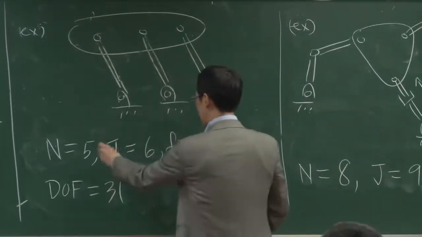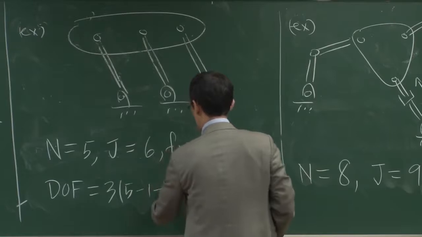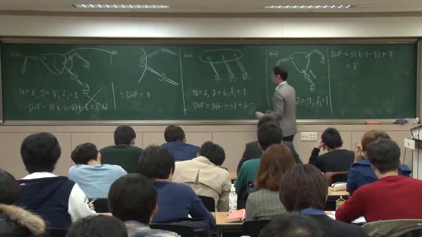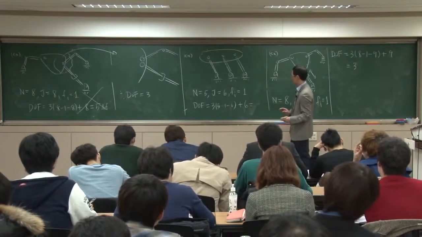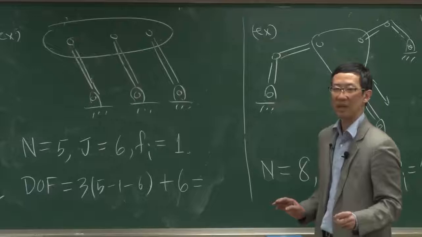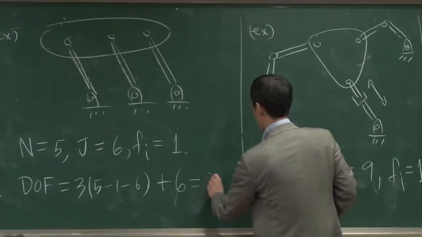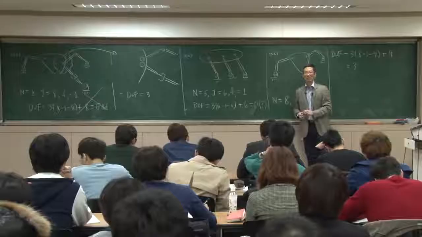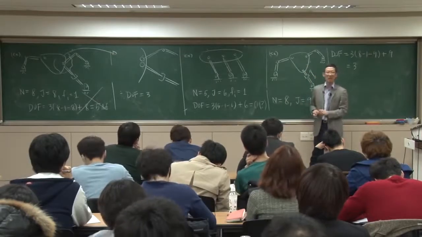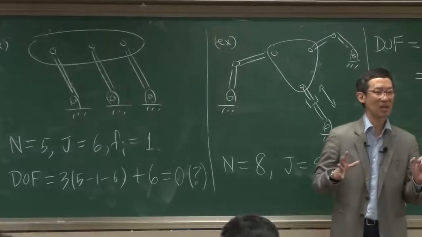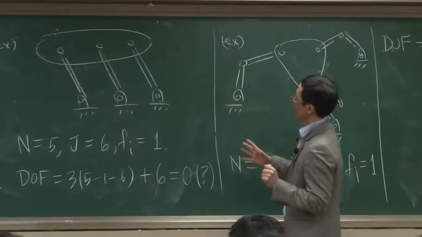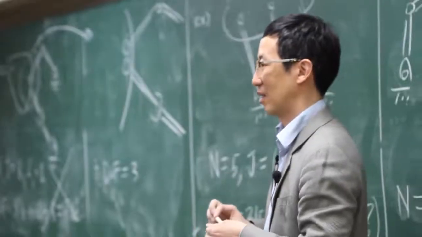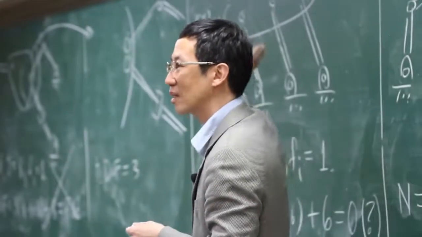3 times n minus 1 minus j, which is 6, plus 6 1 degree of freedom joints. So this is 3 times 5 minus 1 minus 6 plus 6, which is 0. So, question: 0 means it can't move, right? It's a structure. What do you think? Do you think this can move or not? At least the way I drew it, it looks like it can move.